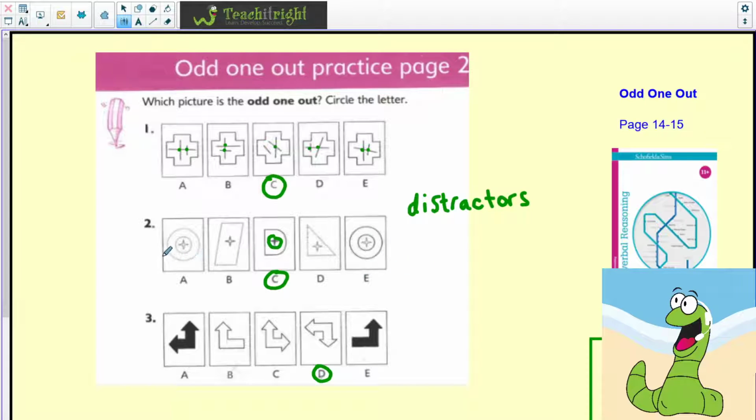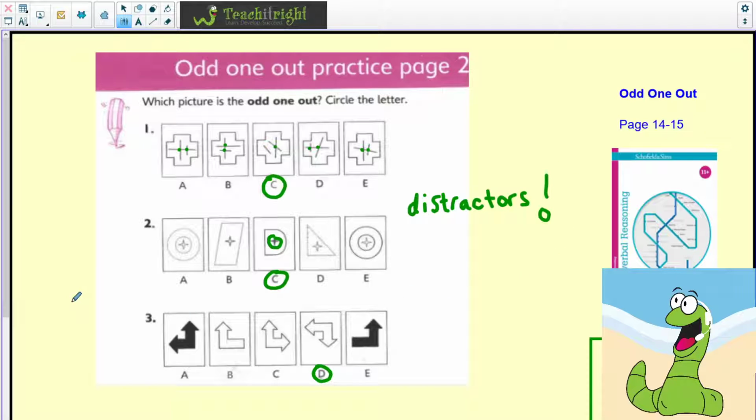And certainly the shading here on the outside is not going to help, because on A, B and D, that's all got the same dotted outline, but that's no good because that's only 3 shapes. Remember, we're just trying to find 4 that go together to leave us with the odd one out. So guys, do look out for distractors.